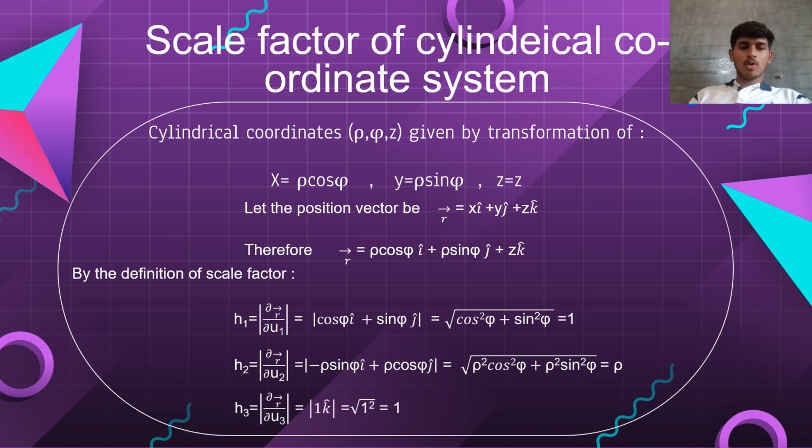So similarly for h3, it is a modulus of dou r bar by dou u3. Here u3 is equal to z, so we differentiate r bar with respect to z. So the differentiation of r bar with respect to u3 is 1 k cap. So modulus of this is root of 1 square, which is 1. So the values of h1, h2 and h3 are found.